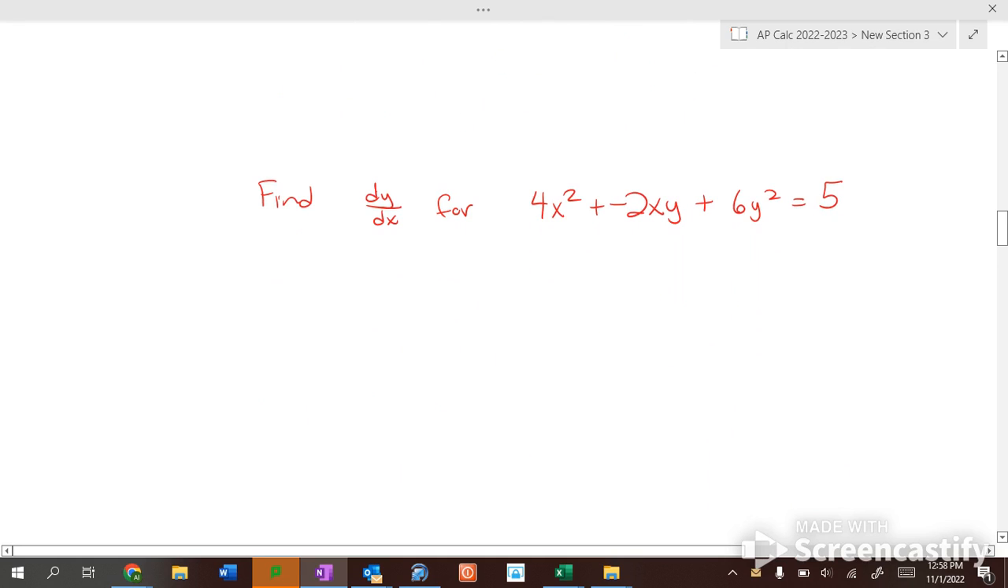Find dy dx for this. What is this called? Implicit differentiation. So it's 8x minus 2x dy dx minus 2y plus 12y dy dx equals 0. There we go. Okay.